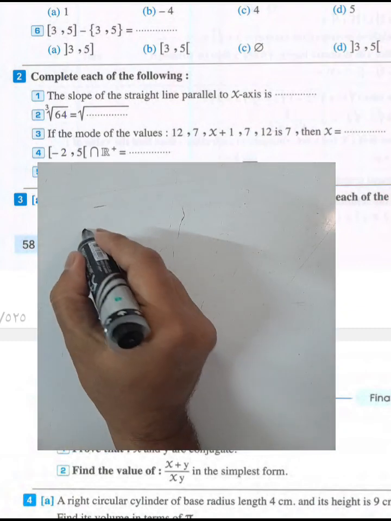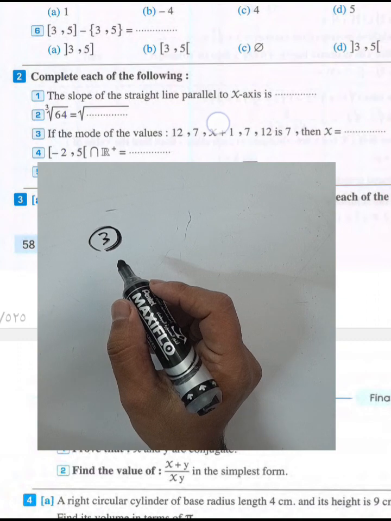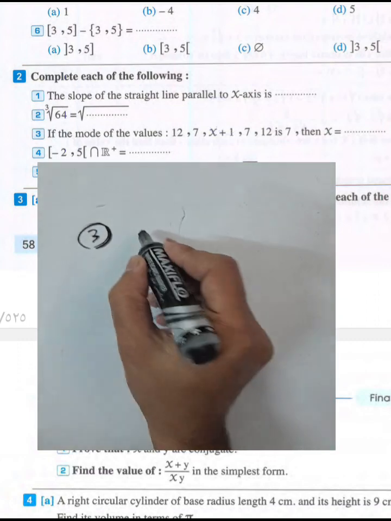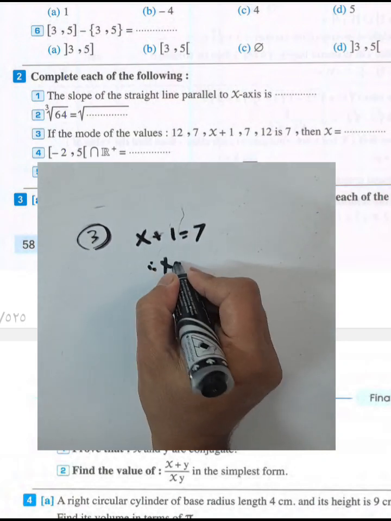Question 3. If the mode of the values is 7, then what will x be? x will be 6, because x plus 1 will be 7. Then x will be equal to 6.